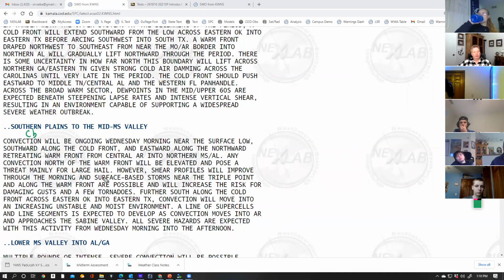Shear profiles will improve through the morning, and surface-based storms near the triple point and along the warm front are possible. Increase the risks of damaging wind gusts and a few tornadoes. Further south along the cold front, convection will move into an increasingly unstable and moist environment. A line of supercells, storms with rotation. So the updraft is not only strong, it's also rotating, and that's what's called a supercell. All severe hazards are expected.